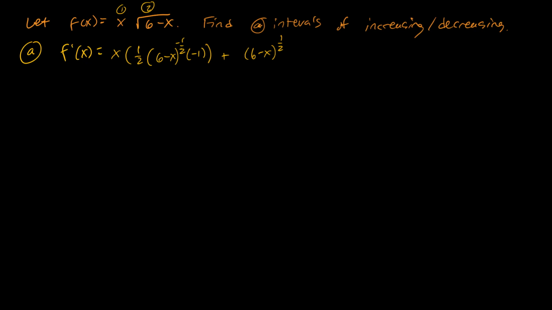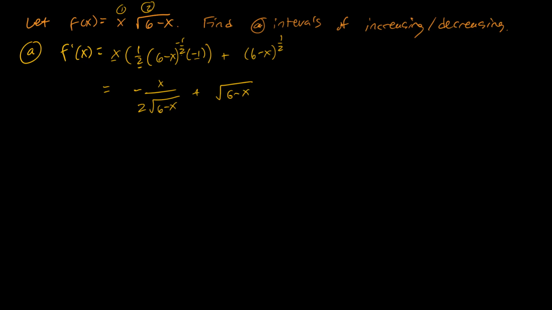Okay, now we have to simplify this to find our critical points. So let's see what we can do here. My first expression is negative x over 2 times the square root of 6 minus x. Did you see how that worked? I have x times negative 1 in the numerator, so that gives me the negative x. The 1/2 means 2 in the denominator. The negative exponent brings 6 minus x to the 1/2 power into the denominator, and that becomes the square root, plus the square root of 6 minus x.